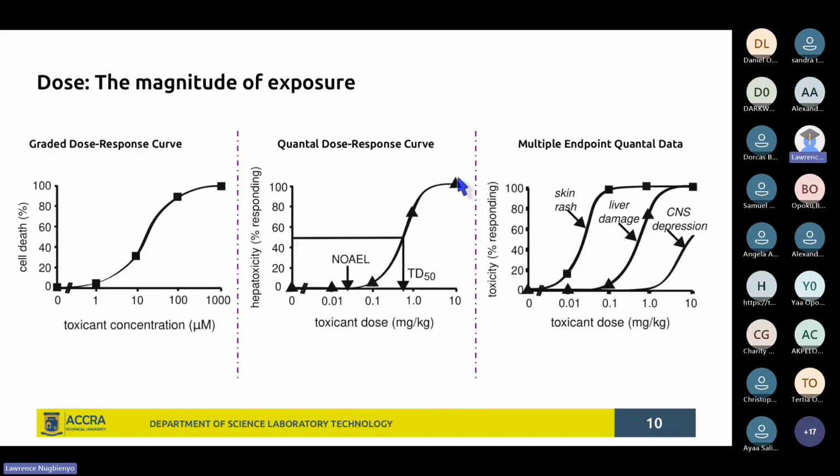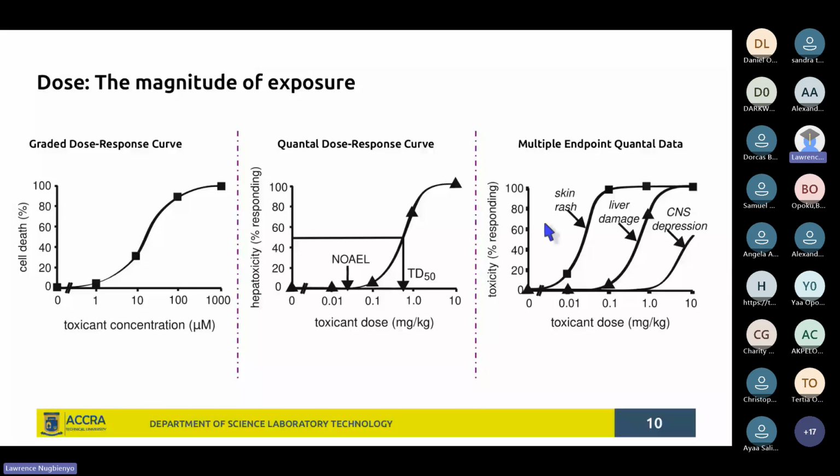Now, the last one also, well, you can say it's in an individual, or you can take it also as, say, in a population. That is, you can have these curves that I've labeled multiple endpoint quantile data. In this hypothetical situation, you have different concentrations of toxicant that will result in different forms of toxic effect.